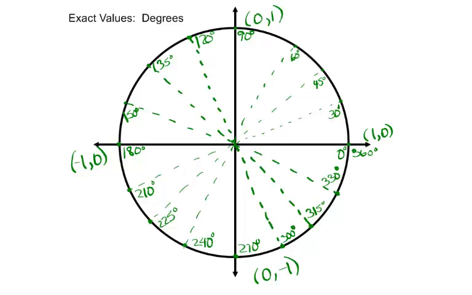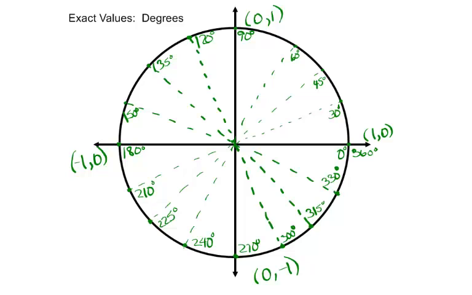Again, we know the x-coordinate to these points is the cosine of that angle measure. This is how we're going to find the cosine of 180 degrees. We know the cosine of 180 degrees has to be -1. The sine of 0 degrees has to be 0. The sine of 270 degrees has to be -1. The cosine of 90 degrees has to be 0.